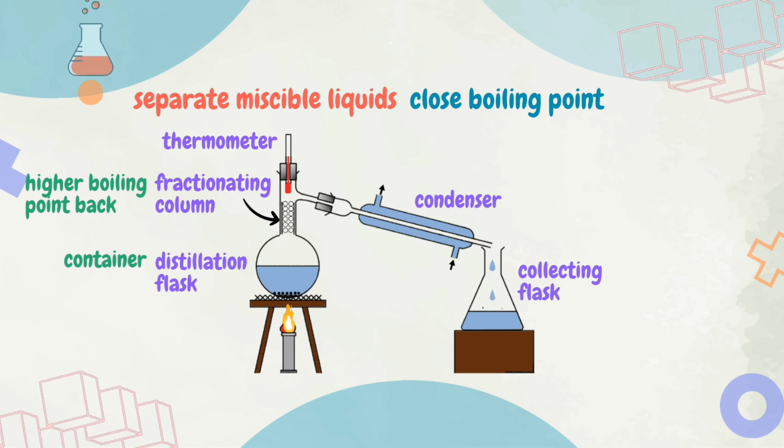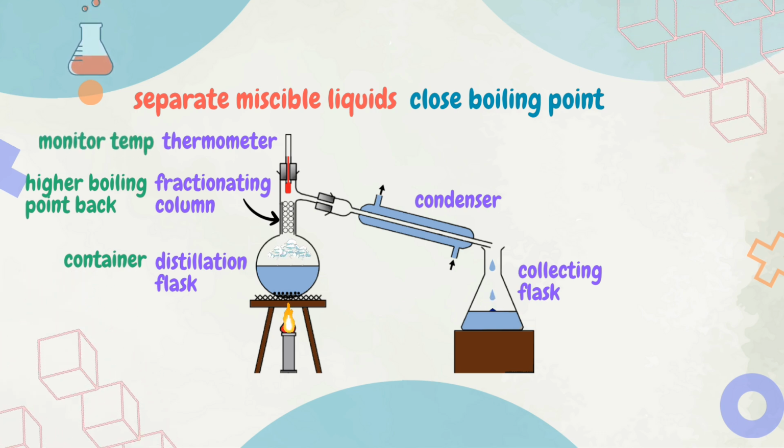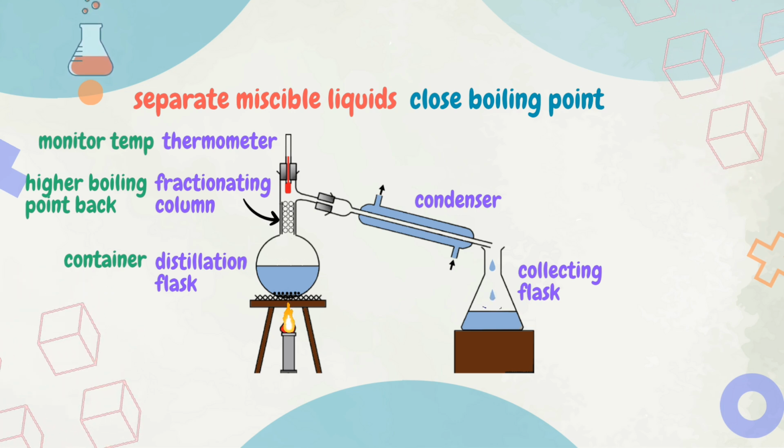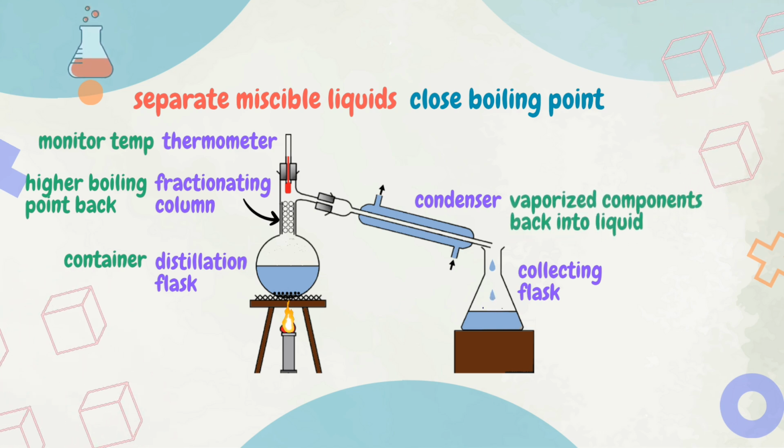Thermometer, the referee, ensuring precise separation. The thermometer is used to monitor the temperature of the vapor escaping from the distillation flask. Condenser, the MVP, turning vapors back into liquid. The role of the condenser is vital in converting the vaporized components back into liquid form. Efficient condensation ensures a higher yield of the desired product.